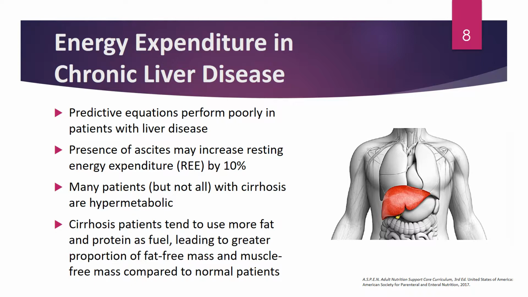The presence of ascites may increase resting energy expenditure by up to 10%. So obviously, because of that, you might have alterations in your calorie requirements for these patients. And many patients with cirrhosis are hypermetabolic because of this large inflammatory process that's going on in relation to their liver disease. Cirrhosis patients tend to use more fat and protein as fuel, which leads to greater losses of fat-free mass and muscle mass compared to normal patients. So you might see significant muscle wasting or fat wasting with cirrhosis patients and end-stage liver disease patients.